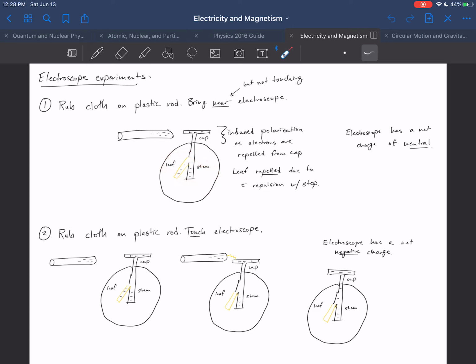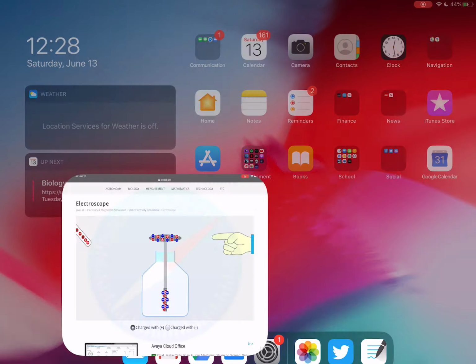They have extra electrons, and the extra electrons in the leaf and the extra electrons in the stem repel each other. The leaf is very light, and so it is repelled upwards. So you can see that pretty distinctly. So let's take a look at what that looks like in a simulation.